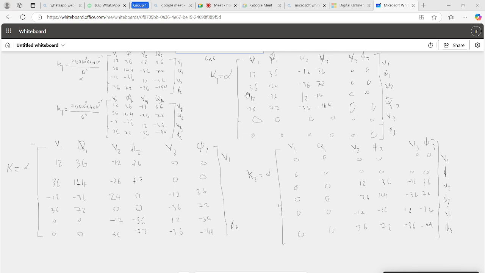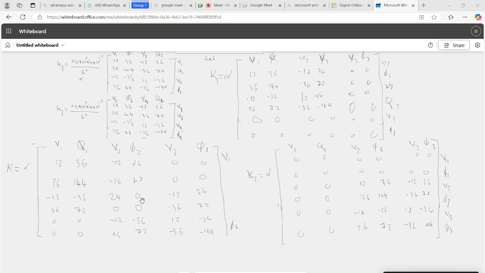Now you come to the third line. Minus 12 plus 0 is minus 12. Minus 36 plus 0 is minus 36. Where's the third line again? Yeah, 12 plus 12. That's what gives 24 here. Now, what is the next element? Minus 36 plus 36. That's what gives 0 here.